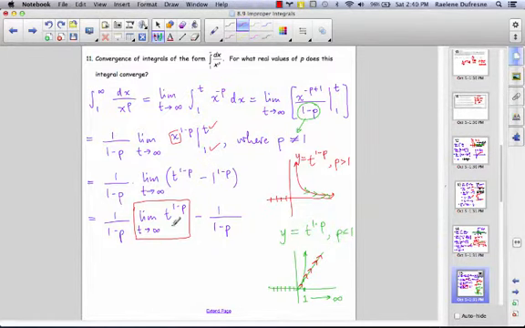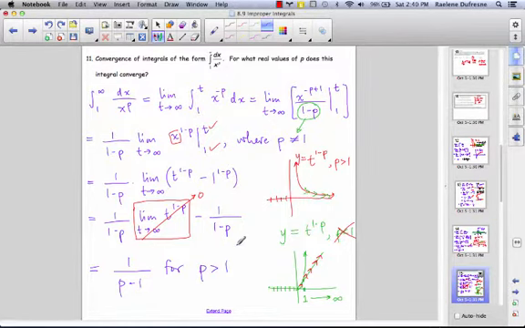If we want this red limit to exist, then we don't want y to approach infinity, so we don't want p to be less than 1. So we want p to be greater than 1. And if p is greater than 1, this limit will equal 0. And as a result, the final answer is going to be negative 1 over 1 minus p, which is the same as 1 over p minus 1 for p values that are greater than 1.